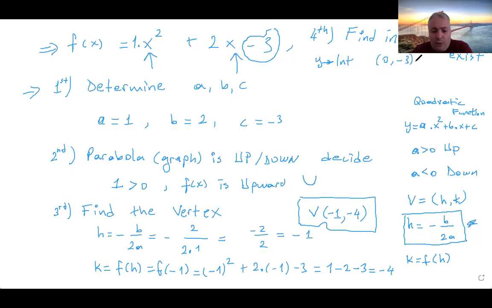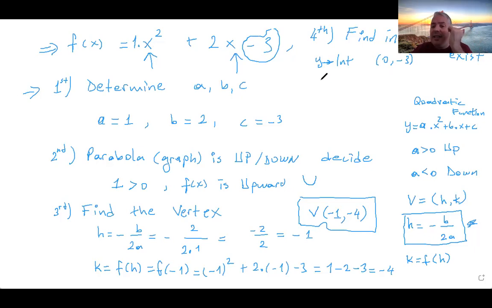No need to do calculation. But you can do. How? To find the Y-intercept, when X is 0, what is Y? So 1 times 0 squared plus 2 times 0 minus 3, which is -3. Finished. Now, what about x-intercept?